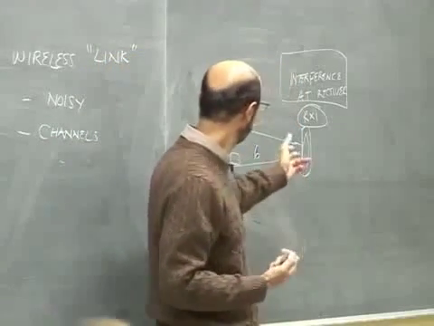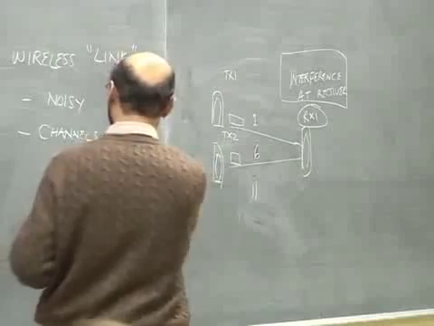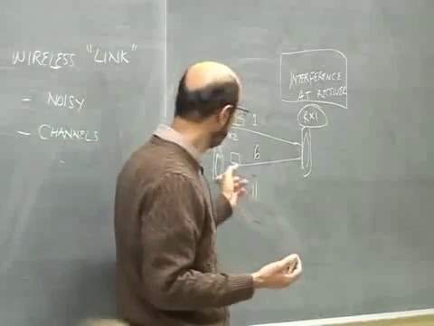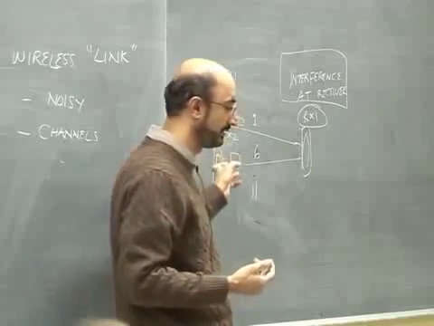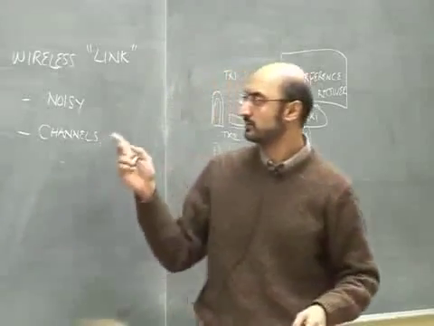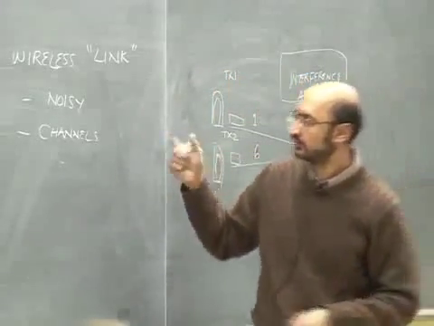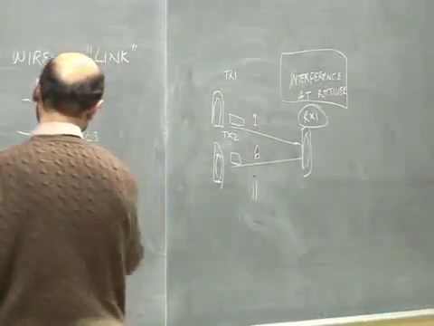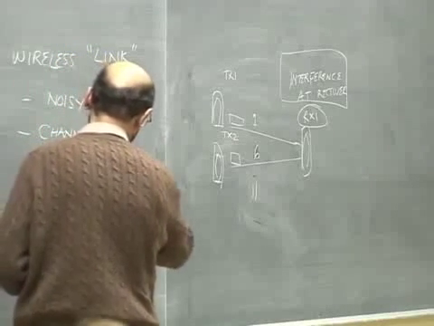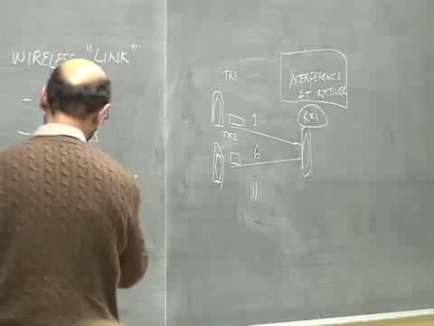So that's one thing I want to talk about here, channels. There's a little bit more detail about channels I'll get to when I talk about different types of Wi-Fi. But the important part is it's noisy. I should probably say there's interference at the receiver.